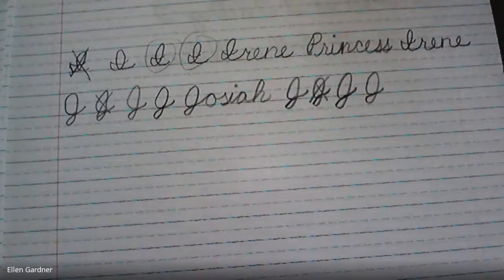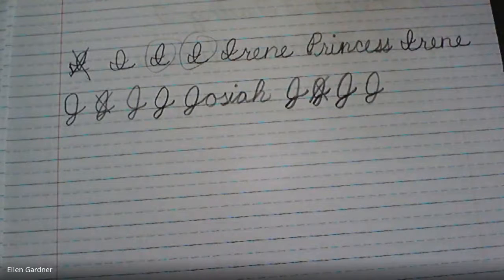All right, that is all for today's lesson, just 2 letters. Tomorrow, you're going to be finishing the capital letters in cursive completely. So next week, you'll know how to write any word you want in cursive, proper noun or common noun.